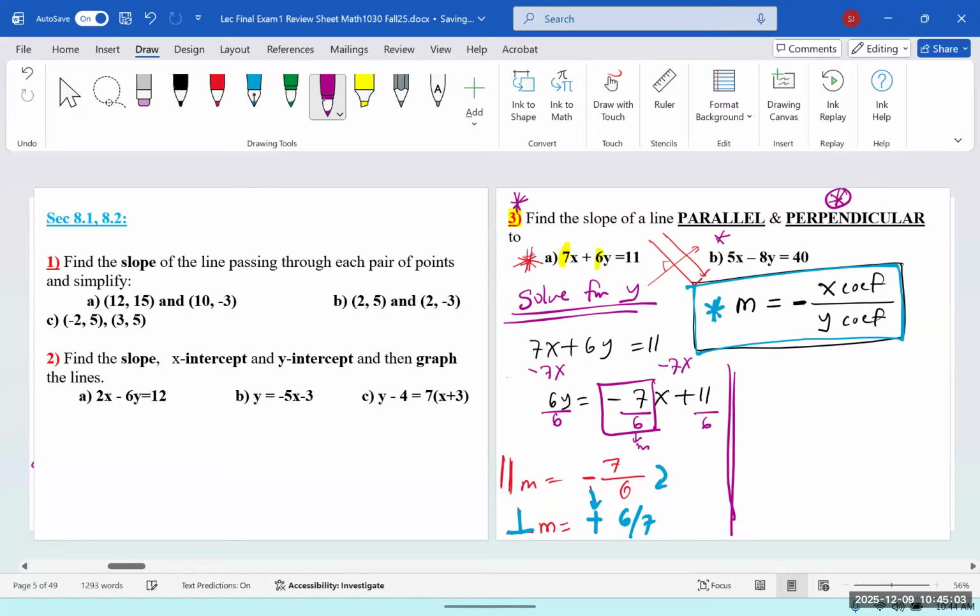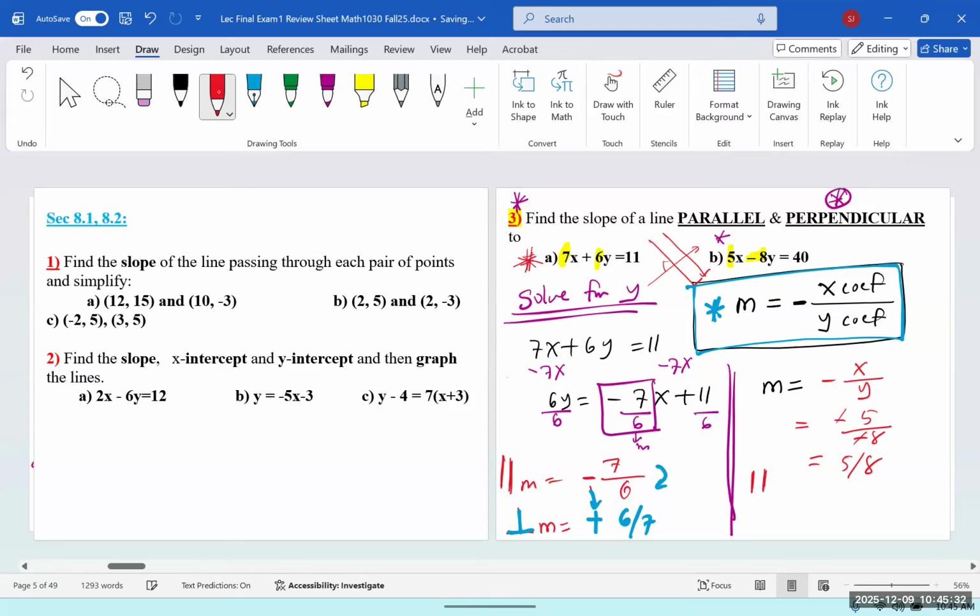Let me do B also using the shortcut. So the slope of the normal line, the regular line, is the negative of the x coefficient over the y coefficient. So here we have -5 and then -8. Negatives cancel out. We get 5/8.